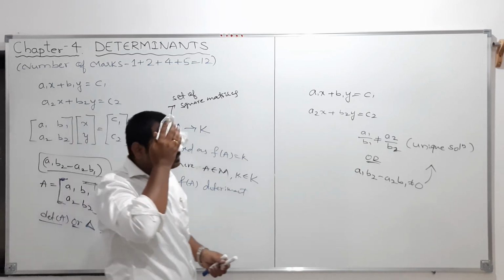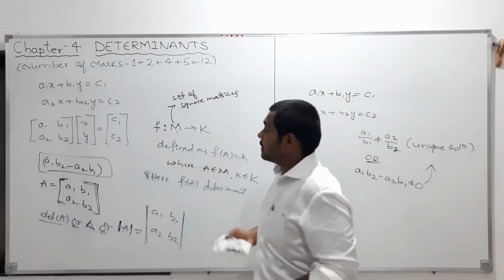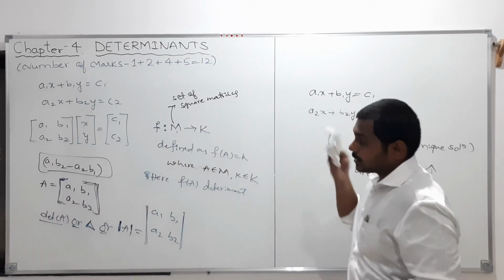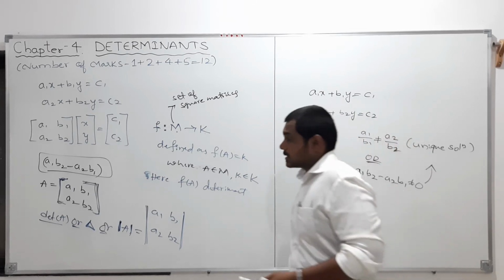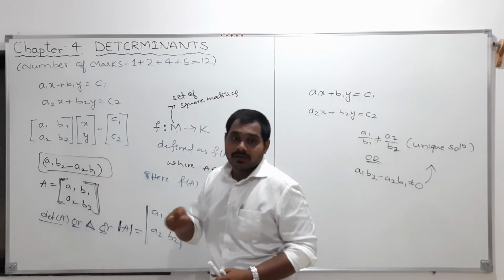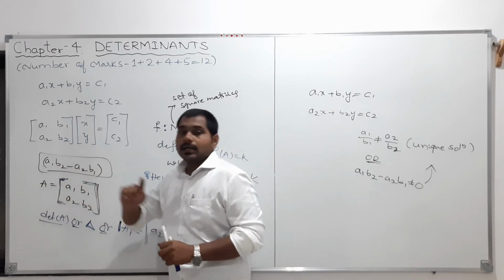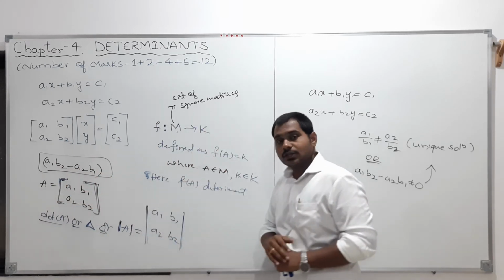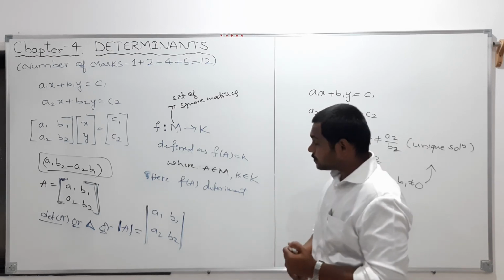So determinant means what? For any given matrix A, A1 B2 minus A2 B1 is the determinant of the given matrix A. Like this you can understand.